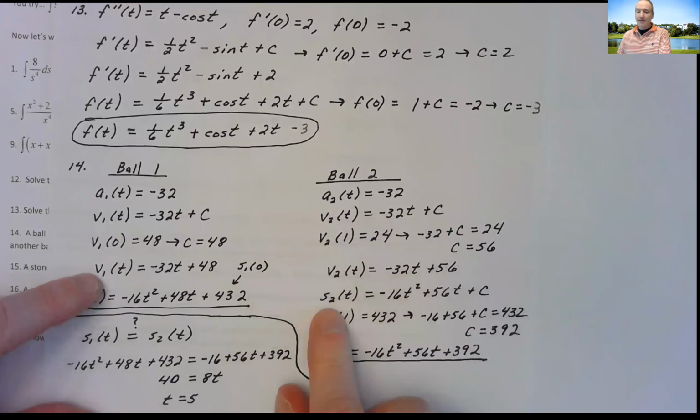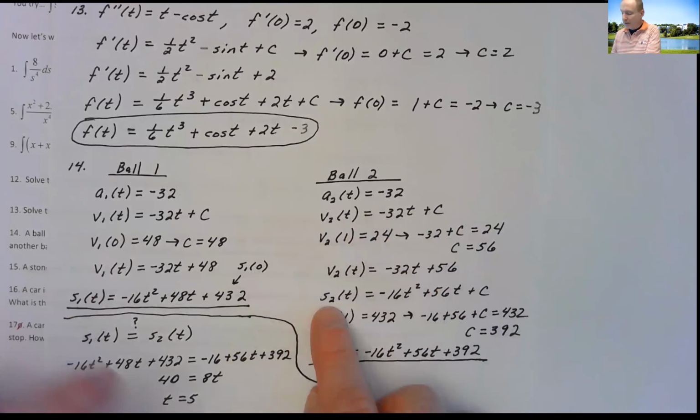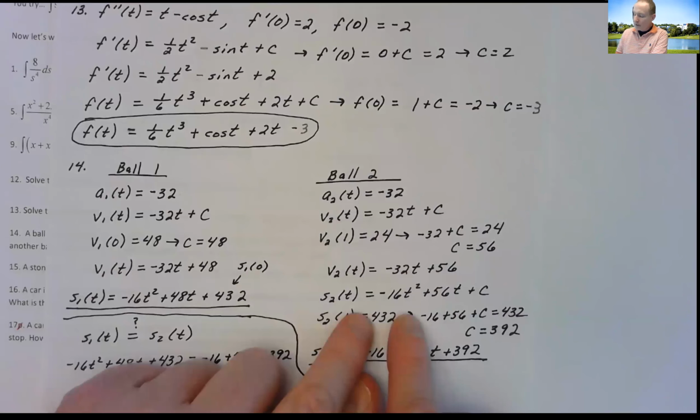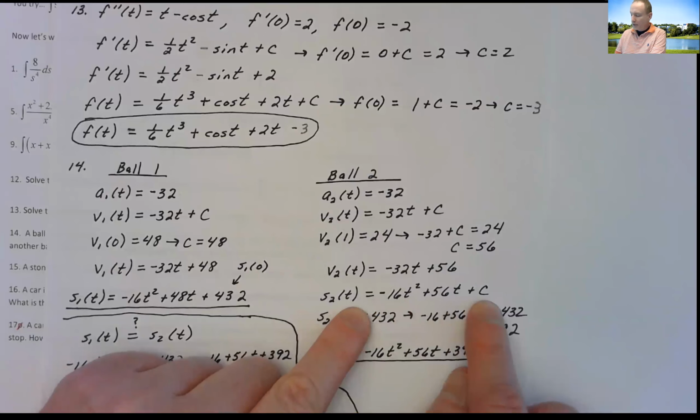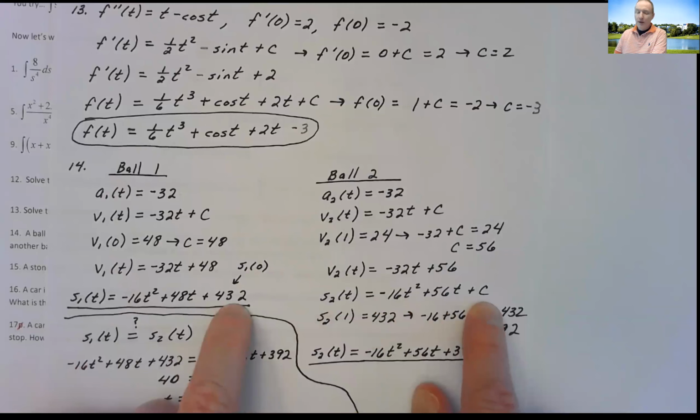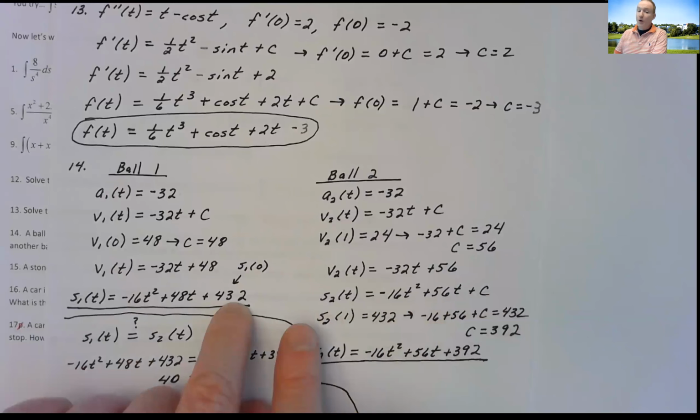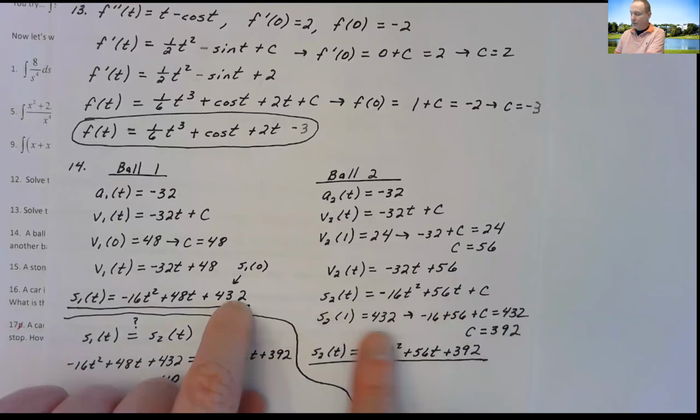Then I can integrate that to get to the position function for the second ball. That's going to give me negative 16t squared, and then plus 56t when I integrate, plus the constant of integration. Now, once again, I need to be wary with that constant of integration. I can't just plug 432 in for it, because the ball was still at 432 feet one second later, since it was released a second later. So I had to say the position at 1 second was 432.